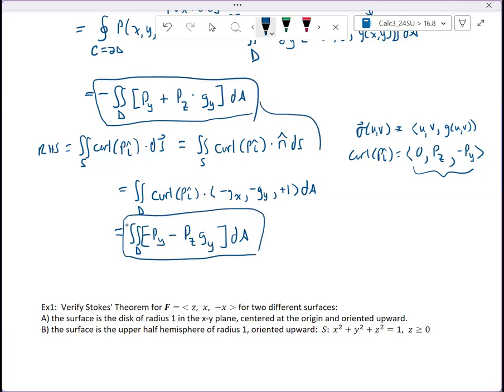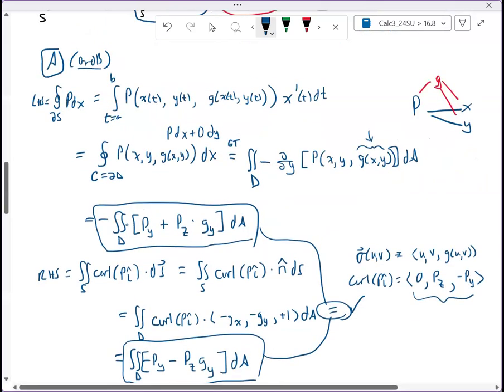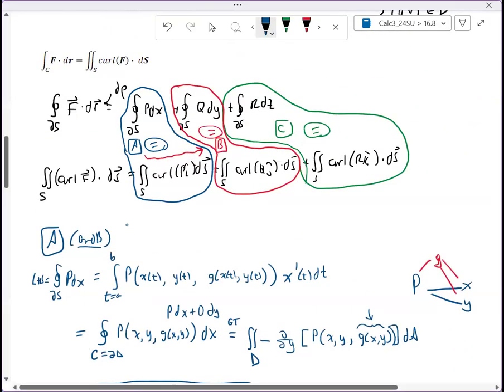But I notice that these two are indeed equal to one another. So therefore, we've shown the equality of these first terms, these first integrals. Again, since A and B are essentially the same thing, we get basically for free the proof of B as well.